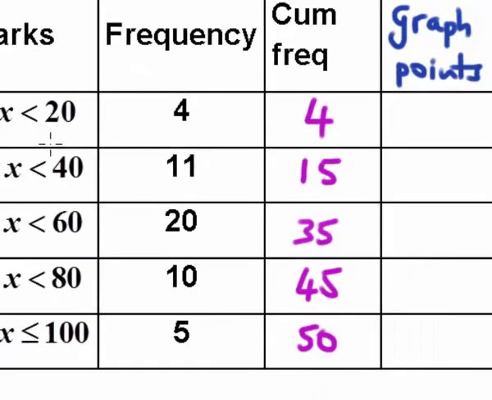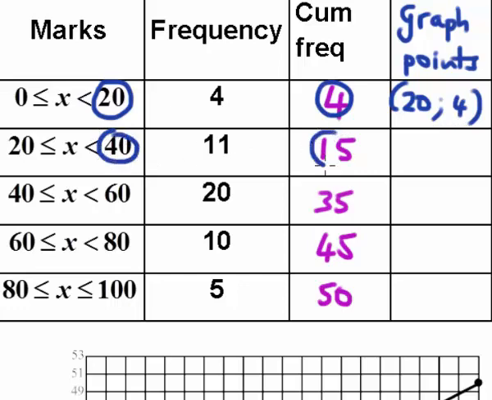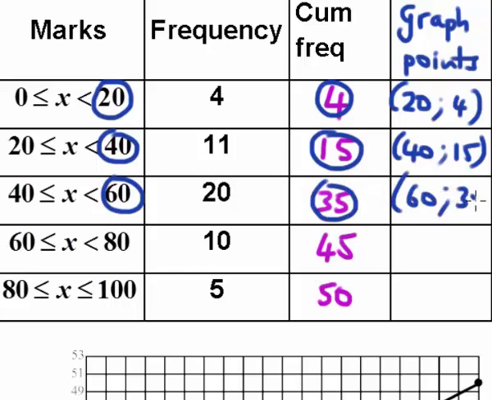What you do is, I always get kids to do this. I say circle the end of the class interval and the cumulative frequency. And that'll give you a graph point of 20 and 4. Then you do the same: the end of the class interval with the cumulative frequency. Another graph point, 40, 15. Then it goes 60 to 35, so it's 60 and 35. 80 would be your x there, and your y would be 45.